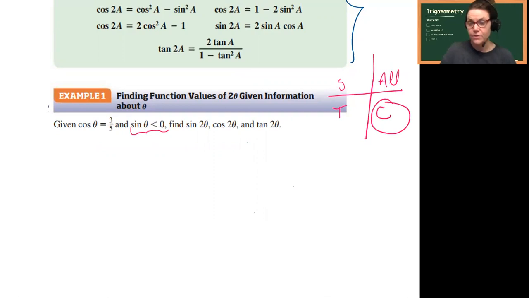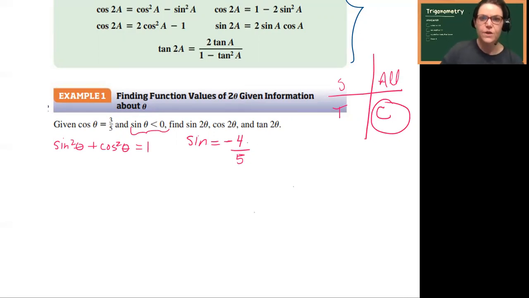Now, I only know cosine this time, which would mean that if I don't do anything else, I can't use this particular identity because I don't know sine. However, I could use either my sine squared theta plus cosine squared theta equals 1 and find sine, or this one's pretty easy because cosine is 3/5. 5 is the hypotenuse always, which means this is a 3/4/5. So sine is going to be negative 4/5 because it's still over hypotenuse, and sine is negative in this case. So I actually do know sine and cosine, which means I can use this first identity. So I'm looking for sine 2 theta, cosine 2 theta, and tangent 2 theta.